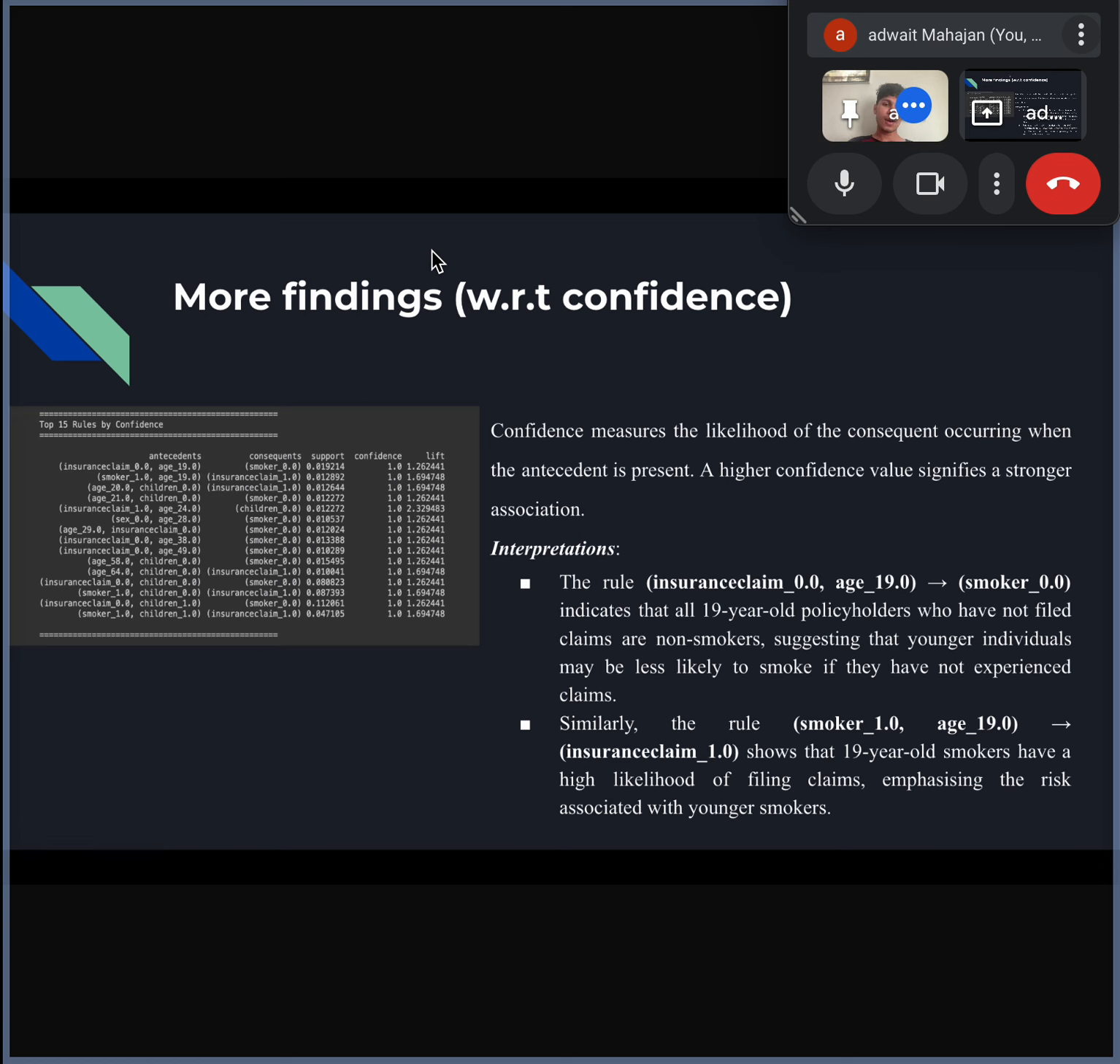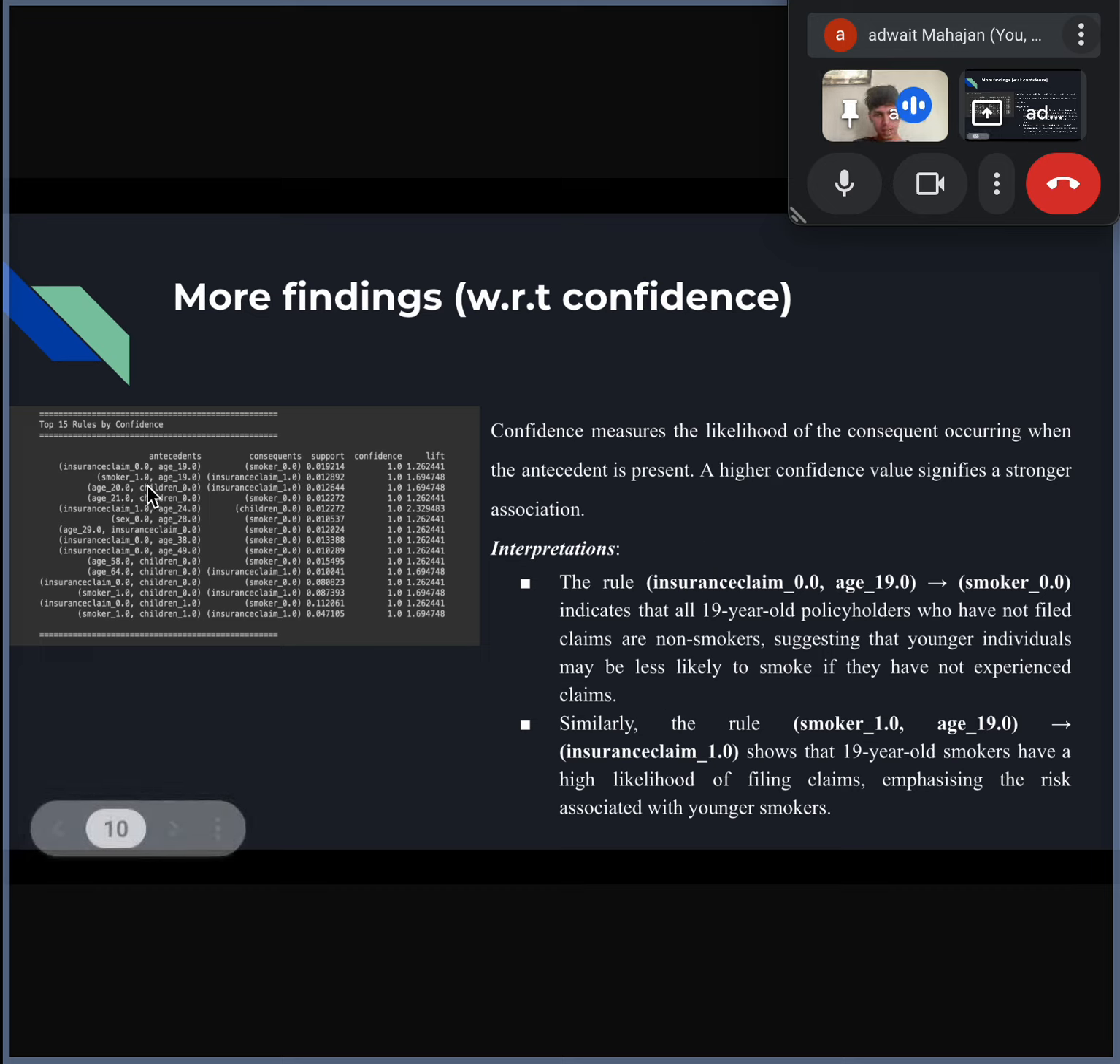So when we talk about the confidence, one of the trends that we saw was, if you look at the first line here, this indicates that a person who has not filed a claim and is aged 19 is usually a non smoker. And this suggests that younger individuals may be less likely to smoke if they have not experienced any claims.